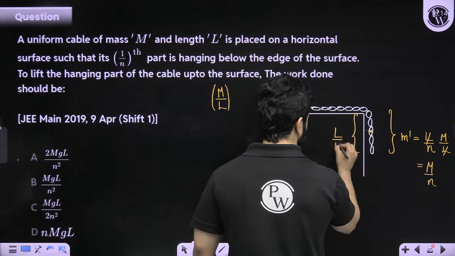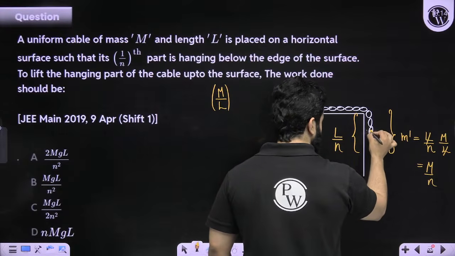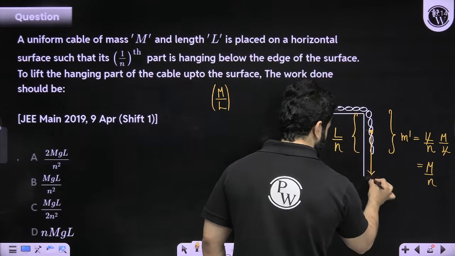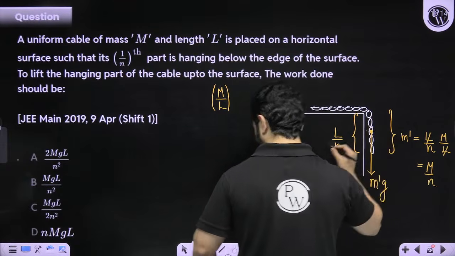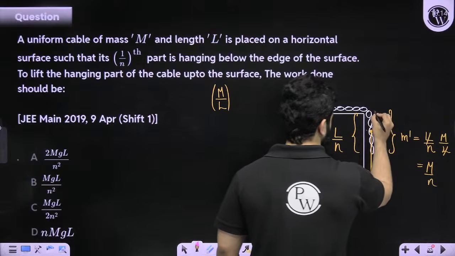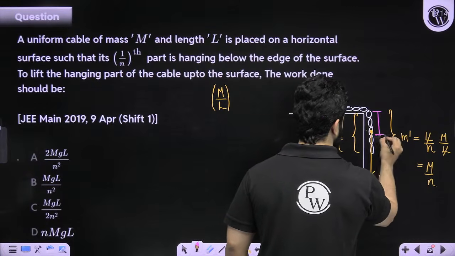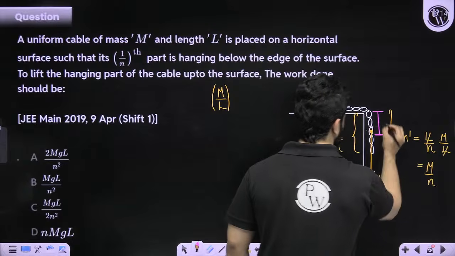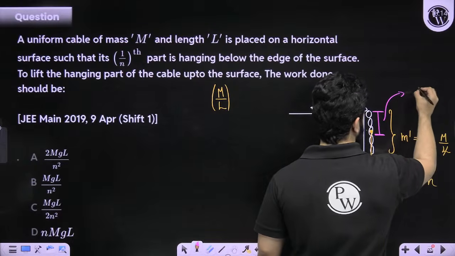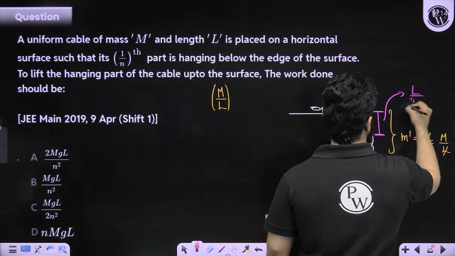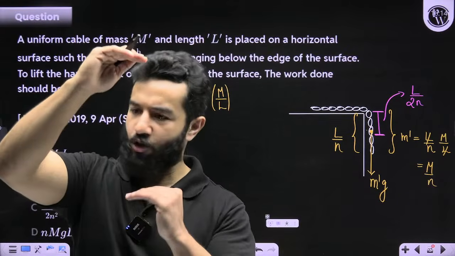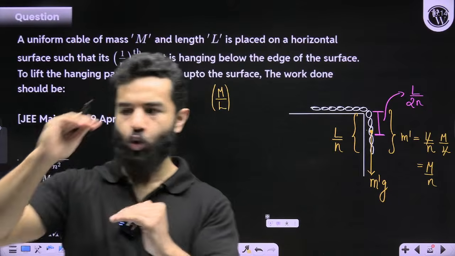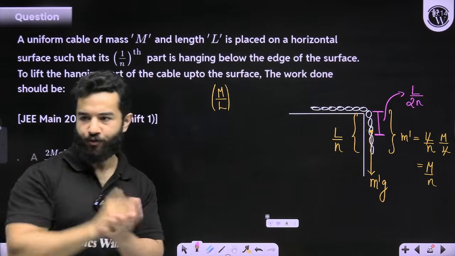L by n. So the center of gravity will be at this point, and the weight is going to be m dash into g. This length will be L by 2n, half of L by n. Right? L by 2n. Clear? Half of L by n.